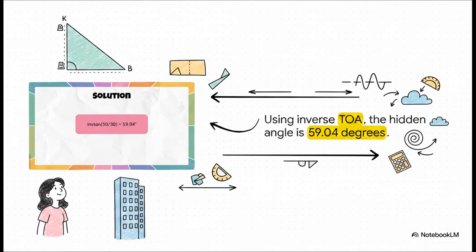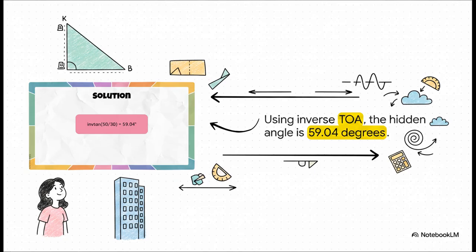All right, same drill. Label the sides from Molly's point of view. That 50-foot building, that's our opposite side. The 30 feet of ground between them, that's the adjacent side. Opposite and adjacent means it's time for TOA. Tangent equals opposite over adjacent. So the tangent of our mystery angle is 50 over 30.